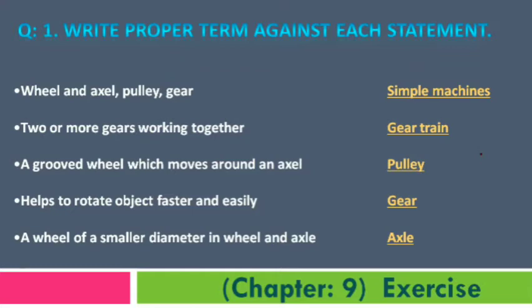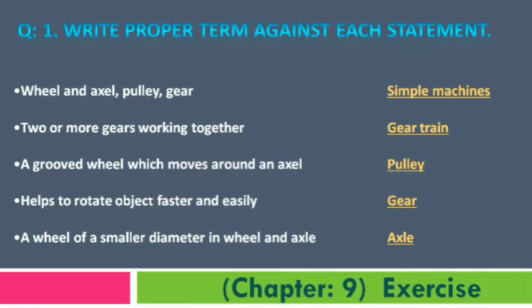Wheel and axle, pulley and gear, what are these? These are definitely all simple machines. Two or more gears working together are called a gear train or gear system. So the proper name for that is gear train. Okay. The next one is number 10, the grooved wheel which moves around an axle, like which has a groove in its edge. That is definitely a pulley.